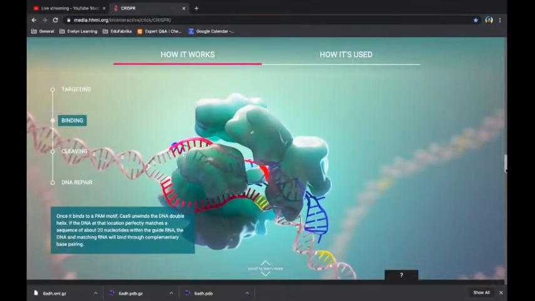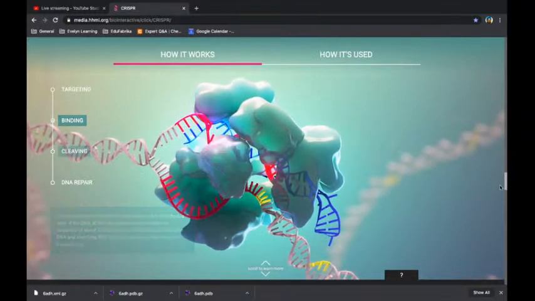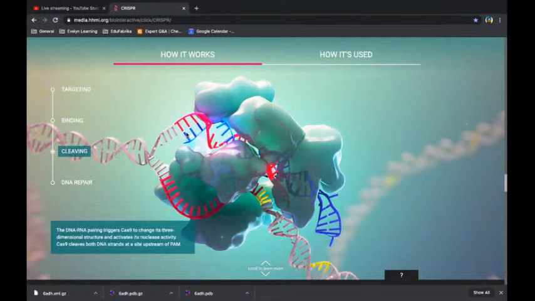So this gRNA came, so it attaches there. Now afterwards, what is happening is cleaving. DNA-RNA pairing triggers Cas9 to change its three-dimensional structure and activates its nuclease activity. And Cas9 cleaves both DNA strands upstream of PAM. So at the upstream of PAM, you can see the yellow part is gone. It's cut out, and our gRNA got attached to that part with the three nucleotides.